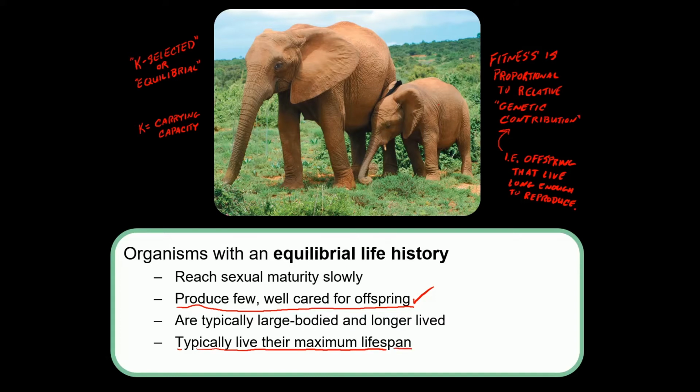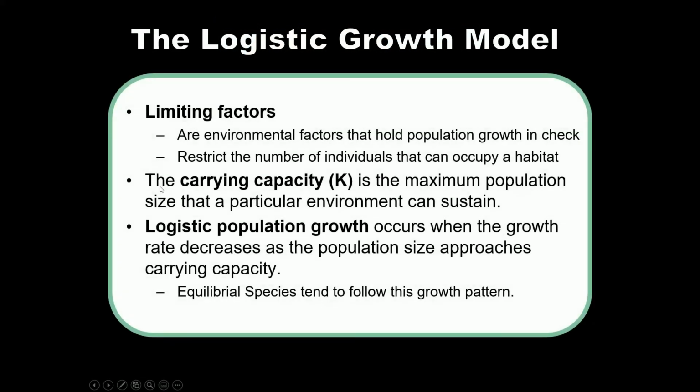So what does population growth look like for these equilibrial species? Well, in nature, sometimes populations are reduced to a very tiny number. Maybe some environmental catastrophe just came through and reduced us down to a couple of breeding members of that population. If there's only a couple of members of your population, resources will be abundant.